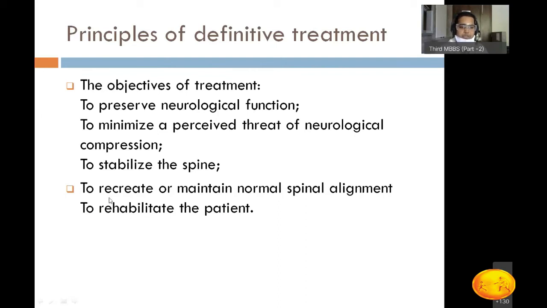The last aim is to recreate or maintain normal spinal alignment. Recreating lumbar lordosis, thoracic kyphosis, or for that matter cervical lordosis is important to prevent long-term complications like pain or long-term neurological deterioration. And the last one would be to rehabilitate a neurologically compromised patient.